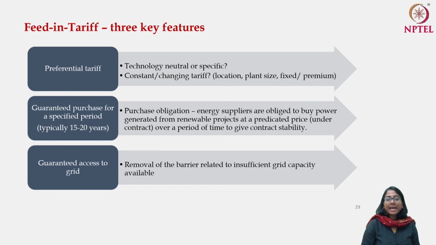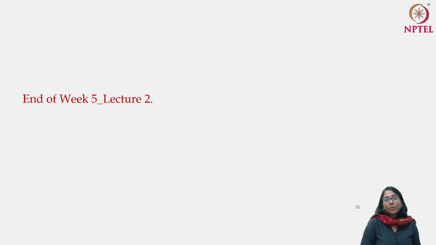The third one is the guaranteed access to grid. The feed-in tariff mechanism also takes into consideration the importance of removal of barriers related to insufficient grid capacity available. This is where we are going to stop, and I will see you during the next lecture.